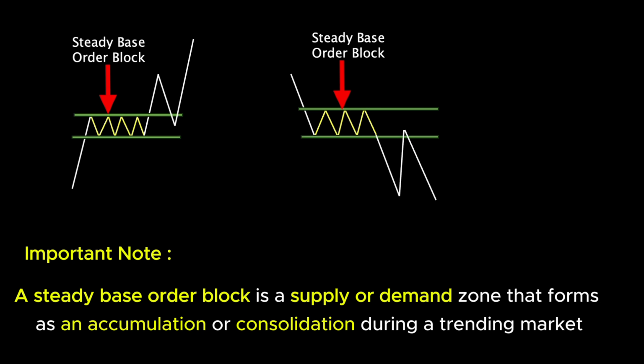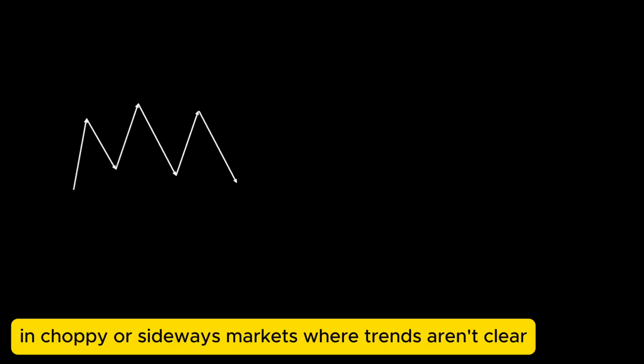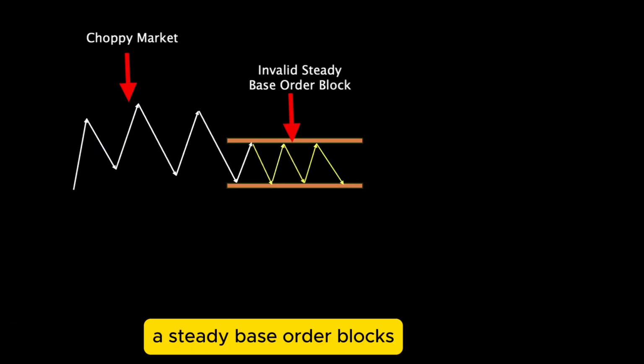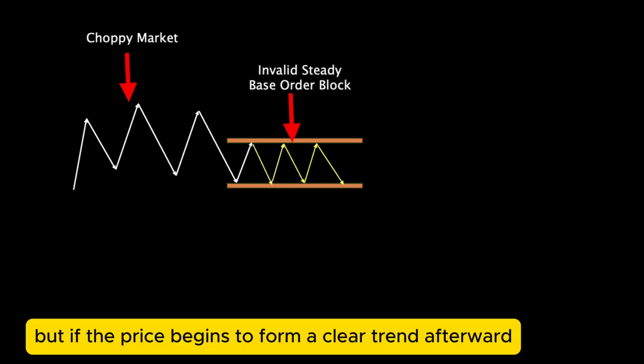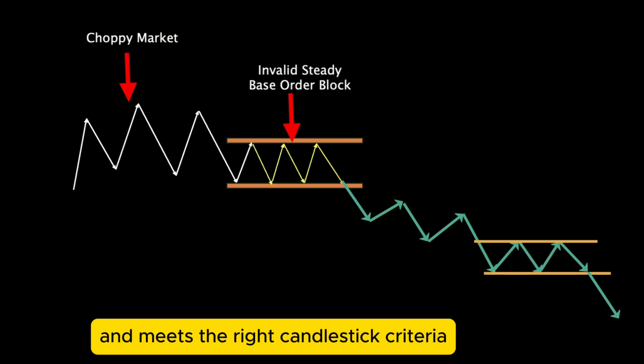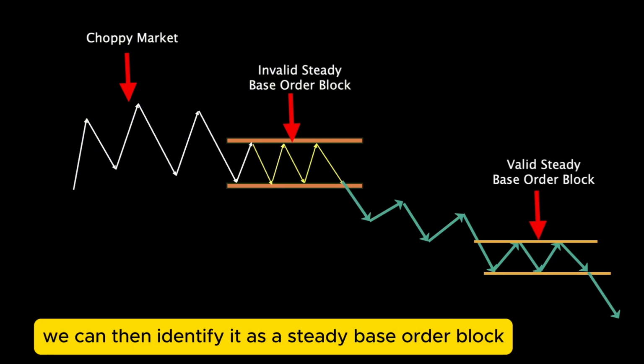In simpler terms, a steady base order block is a supply or demand zone that forms as an accumulation or consolidation during a trending market. These zones act as key points where large players position themselves before driving the market in the same direction, either pushing prices higher in an uptrend or lower in a downtrend. However, in choppy or sideways markets where trends aren't clear, we can't consider these formations as steady base order blocks, even if valid candlestick patterns appear. But if the price begins to form a clear trend afterward and meets the right candlestick criteria, we can then identify it as a steady base order block.